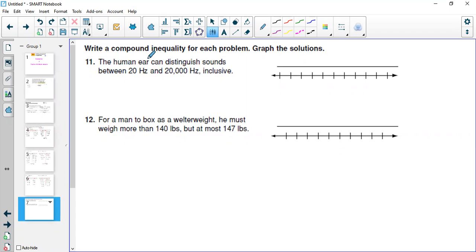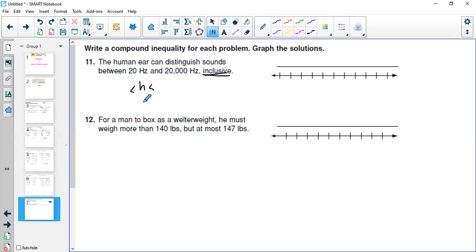So the human ear, that's our hearing, we can hear the sounds which are between 20 Hz and 20,000 Hz inclusive. Now this word inclusive says 20,000 is included, which means I think by now you can guess which inequality symbol they're talking about. So let's start writing the inequality. They're talking about hertz, so let's take the letter as H.